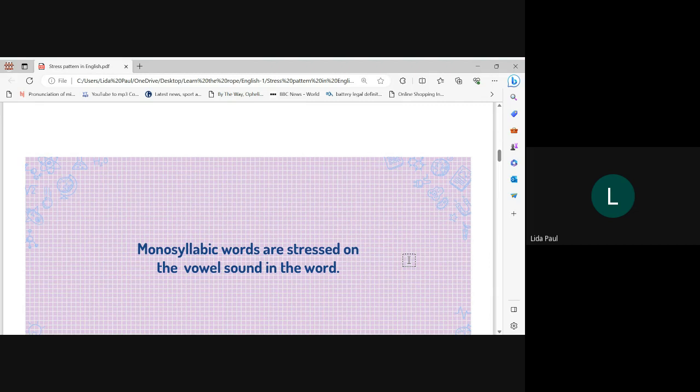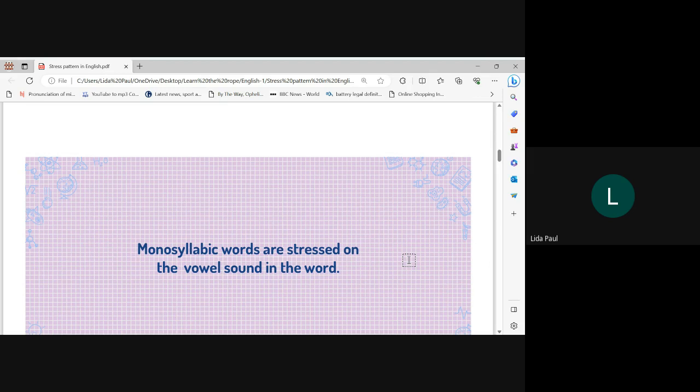Monosyllabic words basically are words with just one syllable. In such cases, there is not much confusion. We discussed this in the last class, but maybe I'll just revise it for you. When we talk about word stress, there are other forms of stress also, like sentential stress, but we are not concerned with that. We're only going to be looking at word stress.